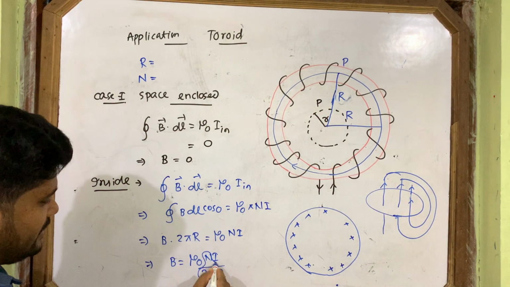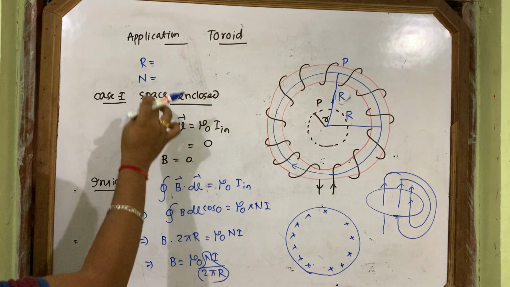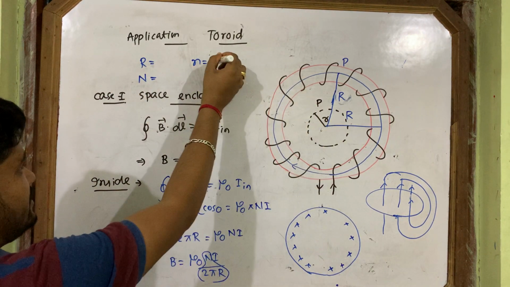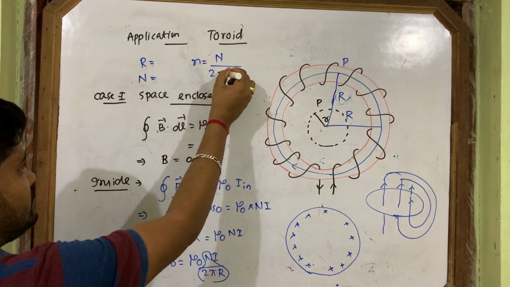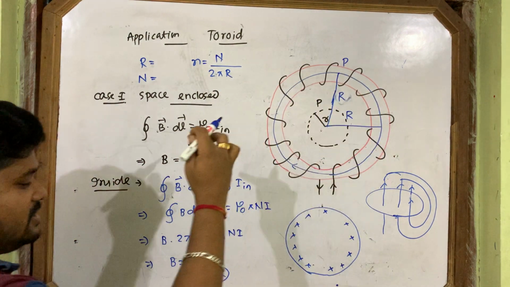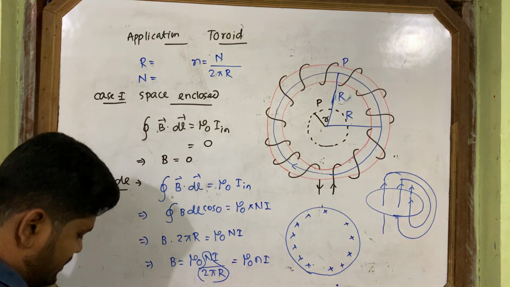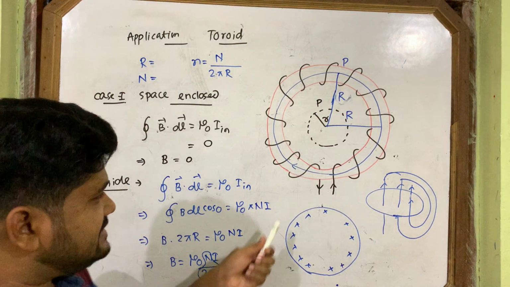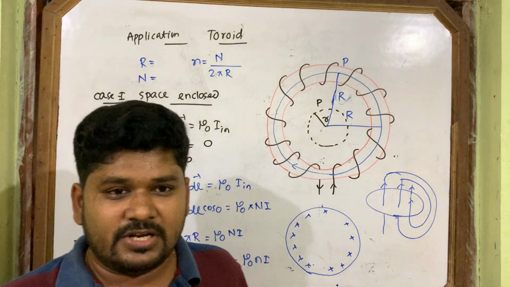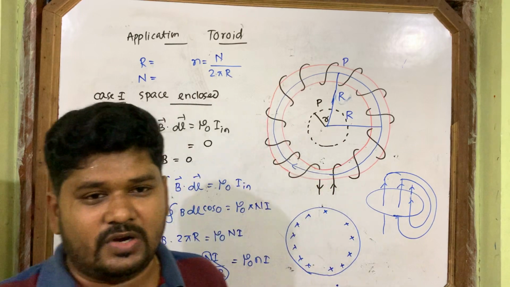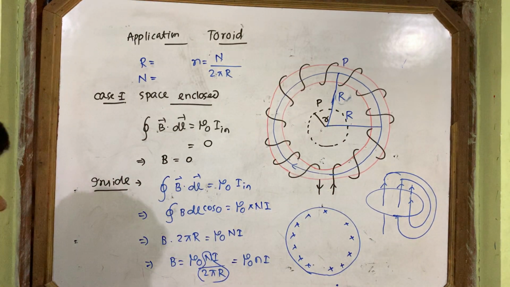What is n by 2 pi r? This small n is the number of turns per unit length, the total number of turns divided by the total length. The whole circumference is the total length, so it will be written as mu naught ni. This is the magnetic field inside the toroid, same as a solenoid. Obviously it will be, because you just turn the solenoid and make it a toroid.